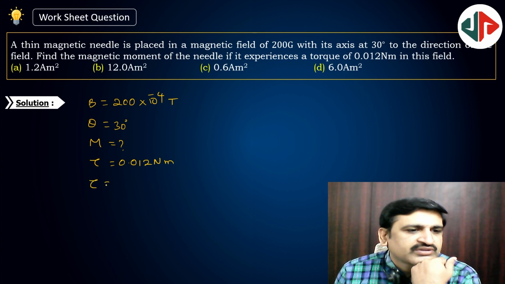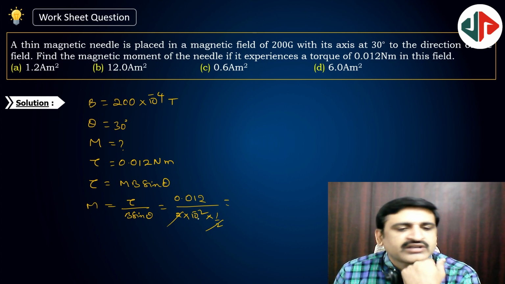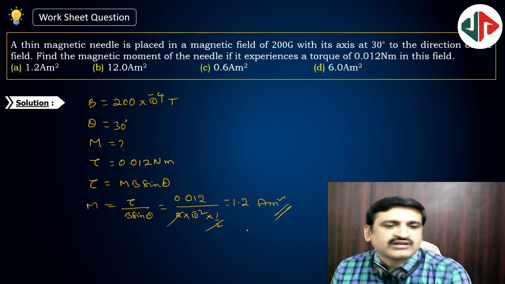Now torque tau is equal to M B sin theta. M, which we have to find, is tau by B sin theta. Tau is 0.012, B is 200 into 10 to the power of minus 4, into sin theta. Sin 30 is 1 by 2, so this 2 will go. So the 10 power minus 4 will become plus 4 in the numerator, giving 1.2. So 1.2 ampere meter square is the moment. Option A.